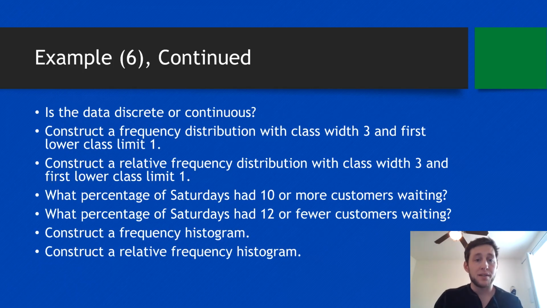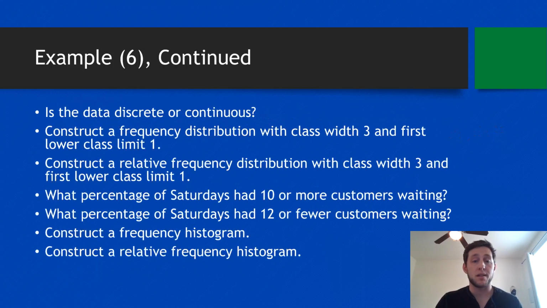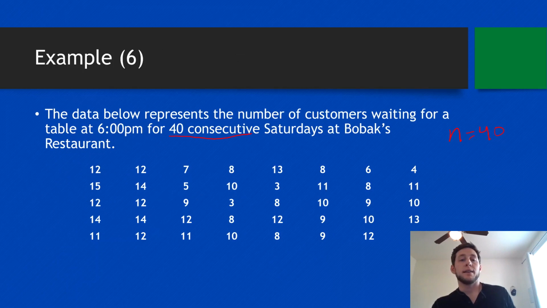Well, let's see what it asks. Is the data discrete, continuous, construct? Oh my goodness, we got a lot. Let's just start with the first one. Is the data discrete or continuous? Notice that since we're talking about number of customers waiting for a table, that will be discrete. You're not going to be dealing with 5.5 people waiting. That half makes no sense when talking about customers. So in this case, the data is discrete. And we have quite a bit of different options here as far as categories. For instance, you could be as low as 3, but you could also be as high as, say, 15.